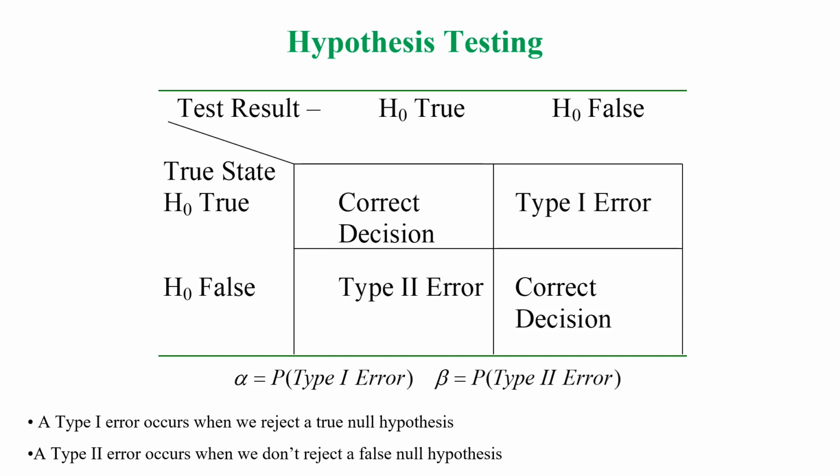Now, what is type 2 error? Type 2 error is nothing but we accept the null hypothesis when we were supposed to reject it, but we accepted it. If you accept a false null hypothesis, it is called type 2 error. Type 1 error is denoted by alpha. Type 2 error is denoted by beta.